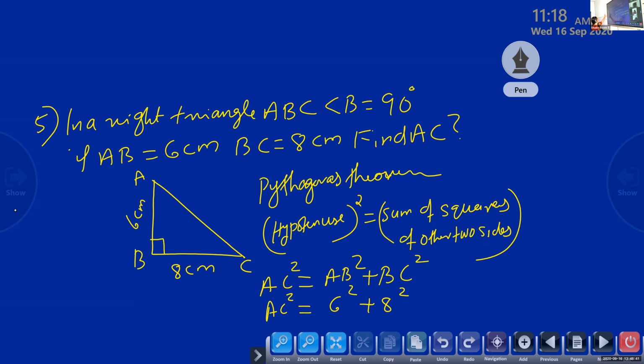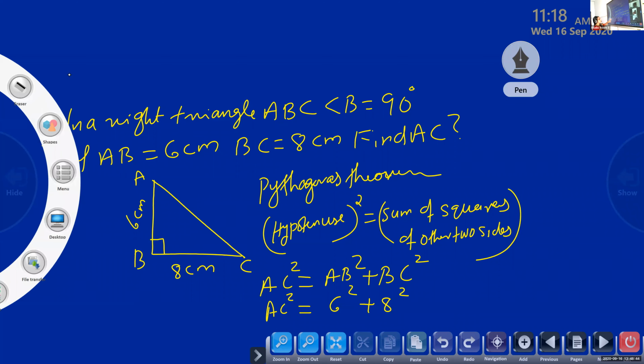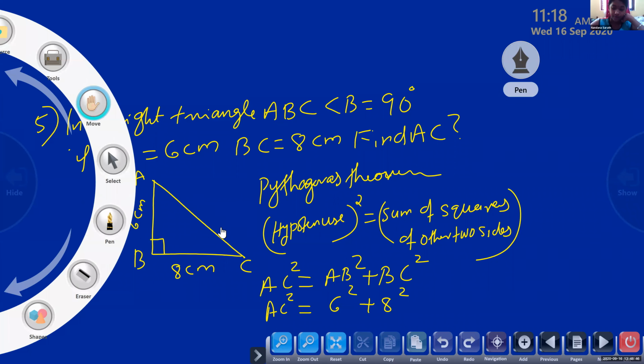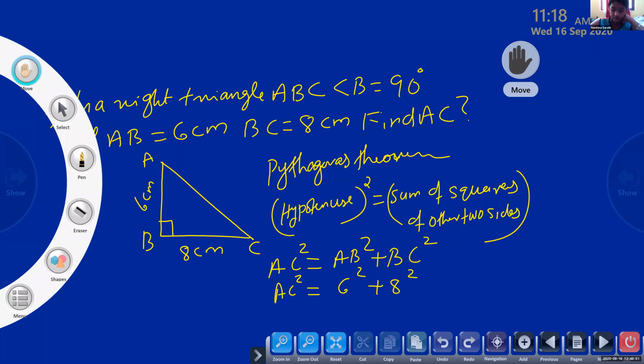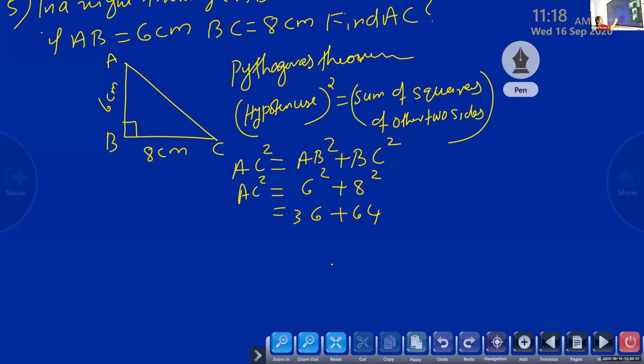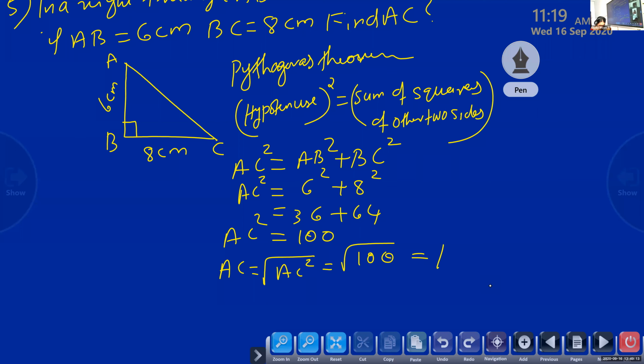6 square is 36. 8 square is 64. 36 plus 64 is 100. So AC equals the root of AC square, that is the root of 100, which equals 10. AC equals 10 centimeters.